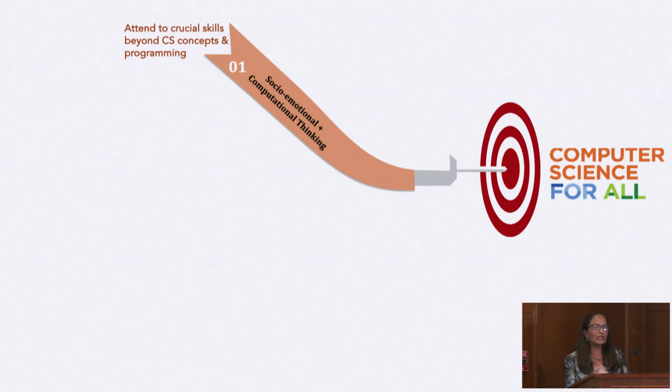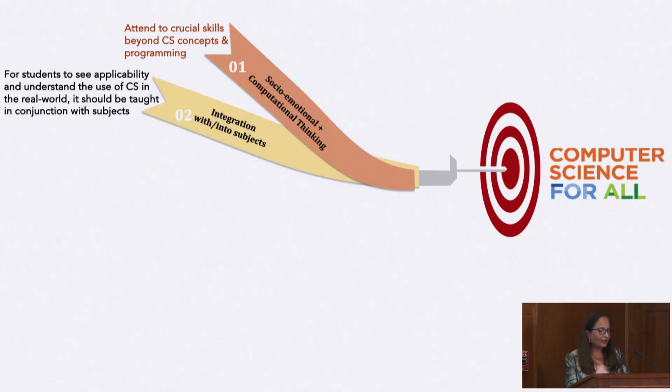There are lessons from K-12 CS that can guide us as we move forward with AI, and I see them as falling in 5 buckets. One is that we need to attend to crucial skills beyond just CS concepts and programming, and this includes socio-emotional skills, computational thinking. Then there's integration. I mean, we've already made a case for integration, but for students to see applicability and understand the use of CS in the real world, it needs to be taught in context.